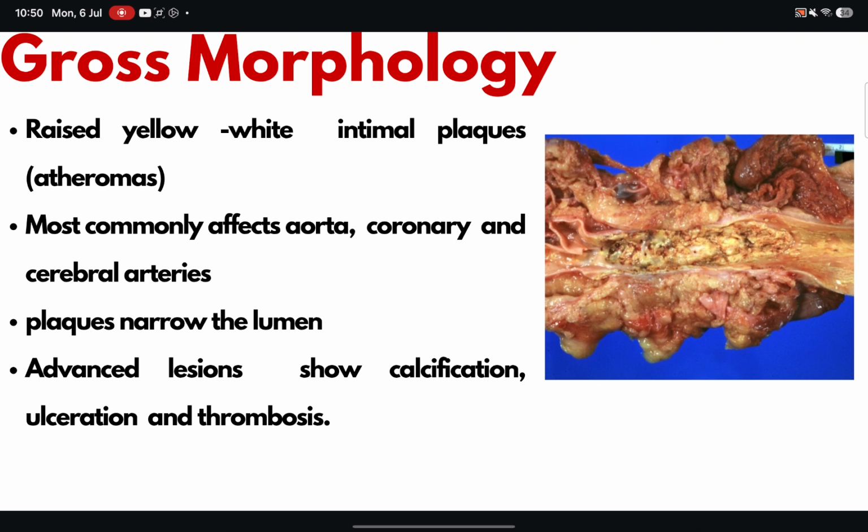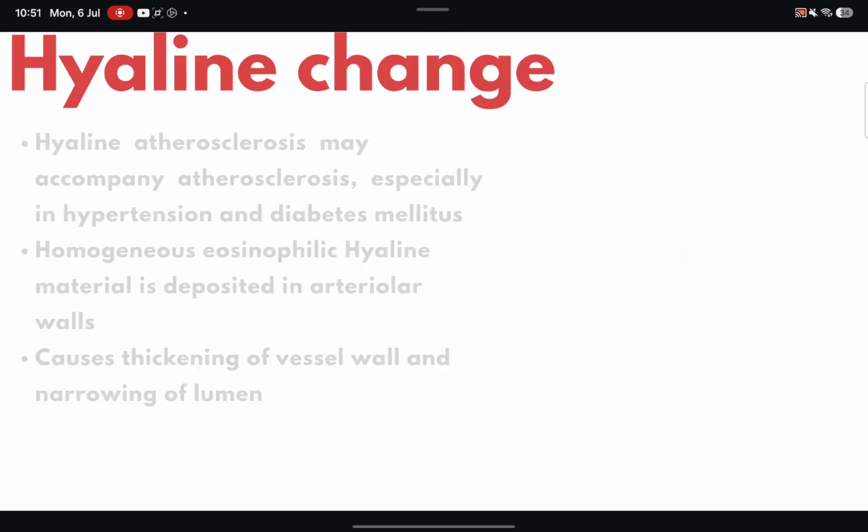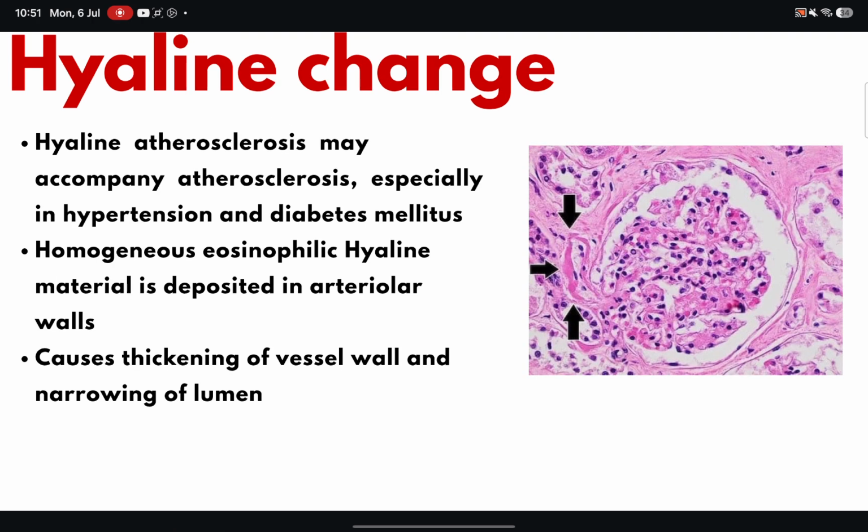Microscopy shows a classical plaque consisting of a superficial fibrous cap and a necrotic lipid core containing cholesterol clefts, foam cells and cellular debris. Hyaline arteriolosclerosis, often accompanying atherosclerosis, particularly in patients with systemic hypertension and diabetes mellitus, is a hyaline change in smaller vessels. Here, a pink, homogeneous, eosinophilic hyaline material is deposited inside arteriolar walls, causing marked thickening of the vessel wall and narrowing of the lumen.